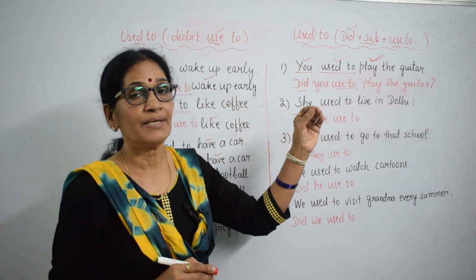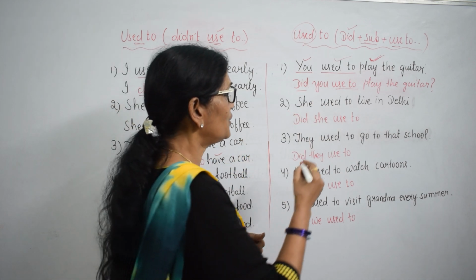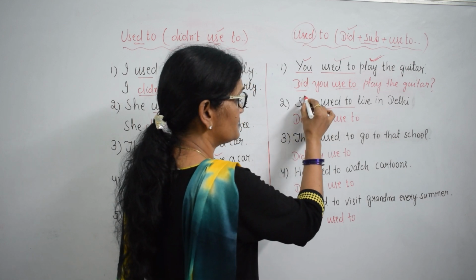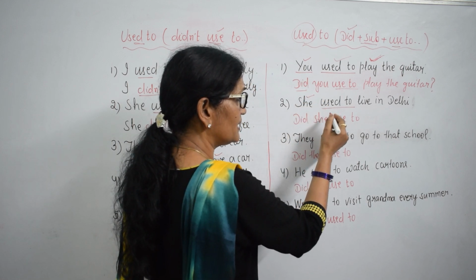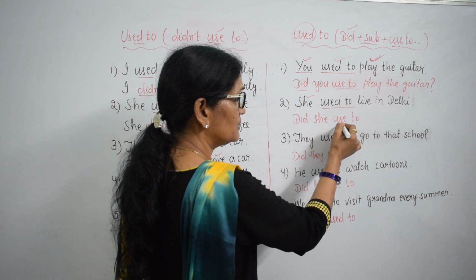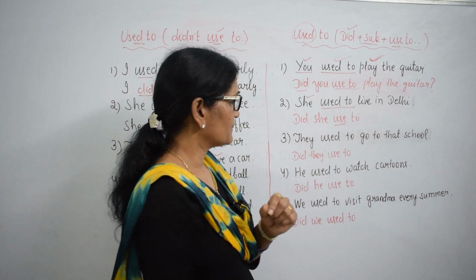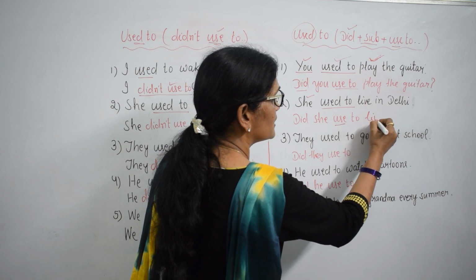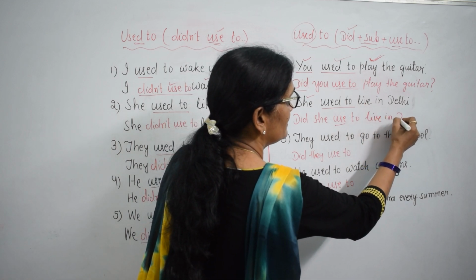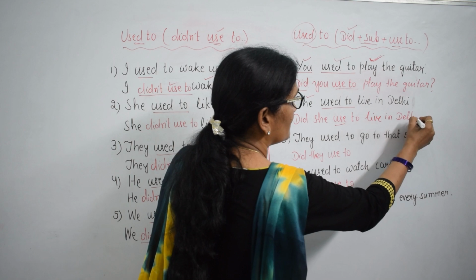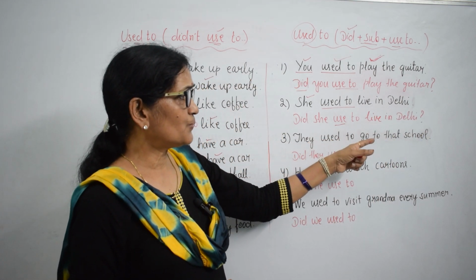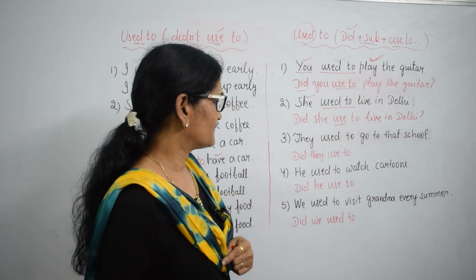She used to live in Delhi. Used to. Interrogative: did she? Subject she. Did she, instead of "used to", use to without D. Did she use to live? As usual, the verb: live in Delhi. Question mark.